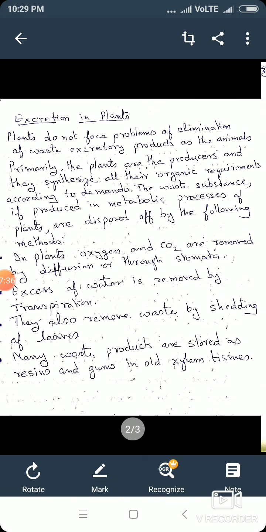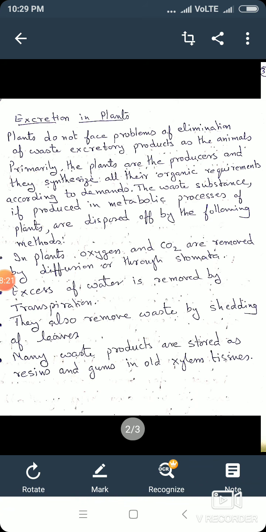Then second, excess of water is removed by the plants by the process called transpiration. In the previous video, I had told you what is transpiration. It is loss of water in the form of water vapor from the aerial part of the plant. The third, they also remove waste by shedding of leaves. And many waste products are stored as resins and gums in old xylem tissues. So these are some of the methods by which the plants dispose of their waste product in the form of solid, liquid and gas.